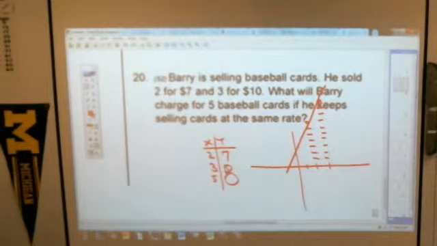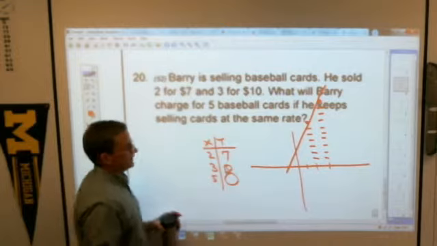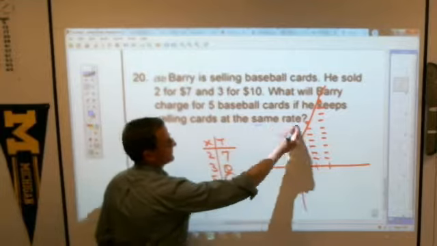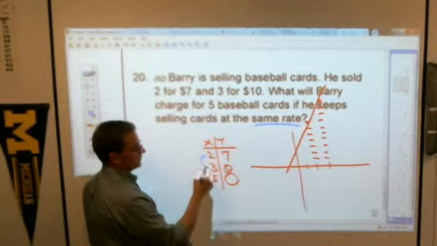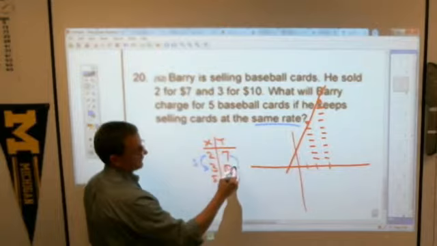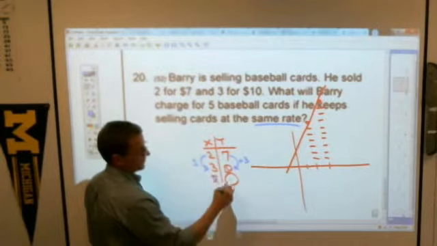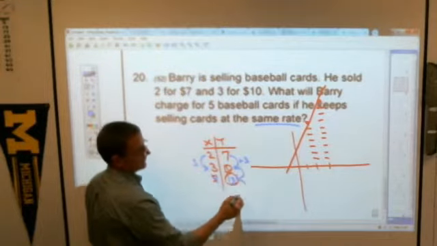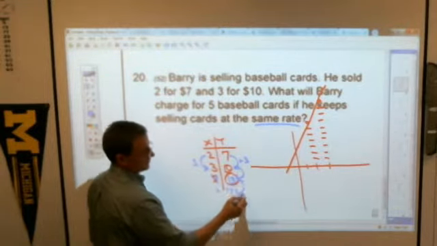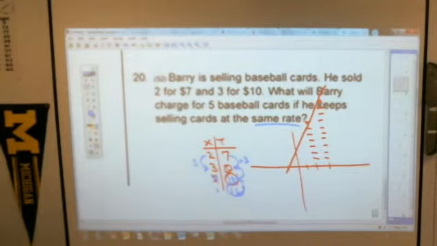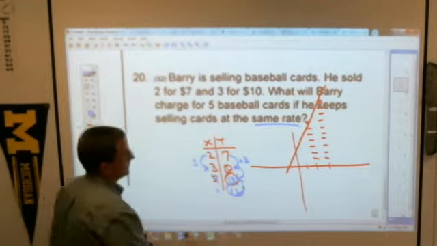All I did was make a table and add 1 to one side and 3 to the other. Here's the deal. If you keep selling them at the same rate, the difference from 2 to 3 is 1, and to go from 7 to 10 means they just added 3 for every card after that. So 4 cards would cost you 13, because you add 3. 5 cards would cost you 16, which is what the line ends up being. It's $3 a card, if it's the same rate.